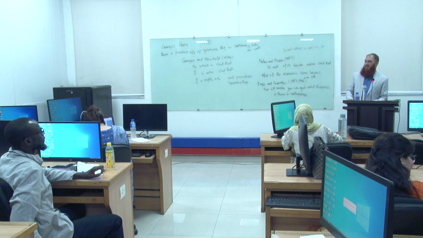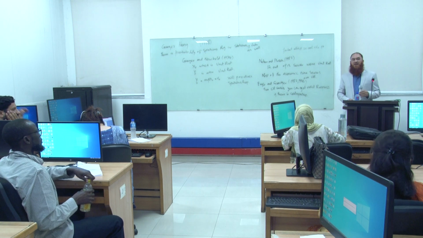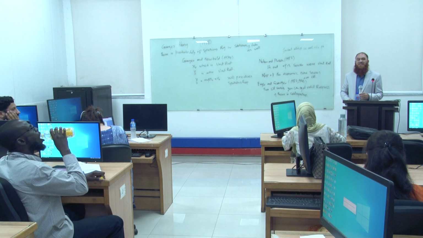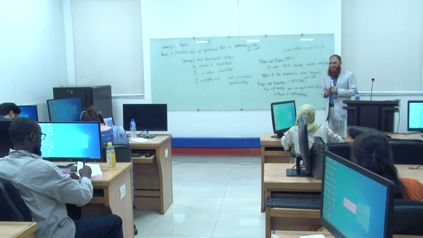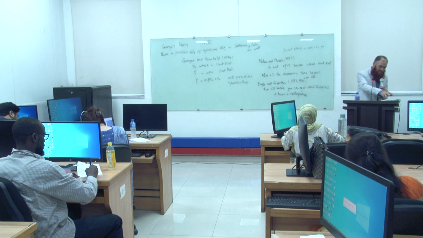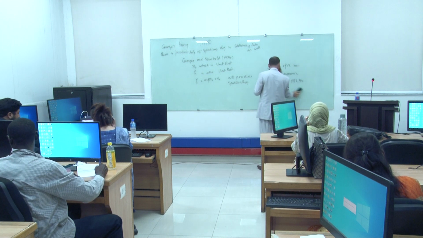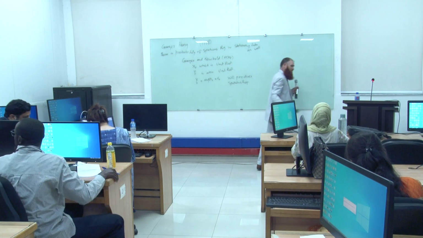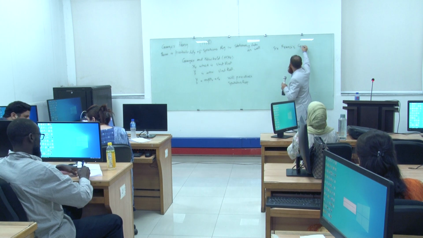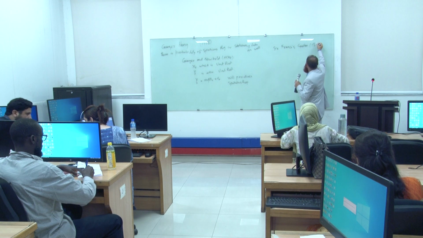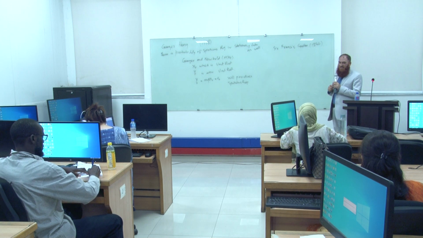So let me bring you back to the history of time series analysis. Basically, econometrics started in the 1880s. The history of econometrics starts from the 1880s. And who was the inventor of these techniques that we are using today? He was Sir Francis Galton. This is a person who invented regression analysis.